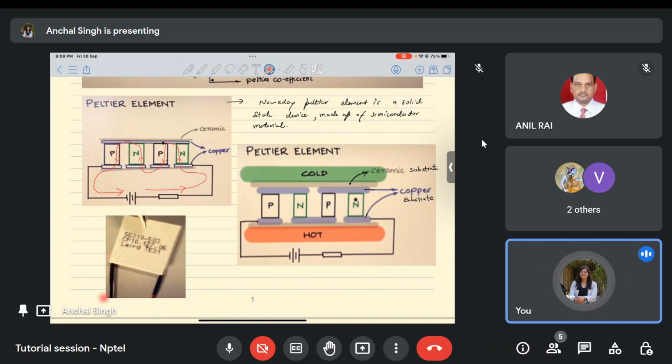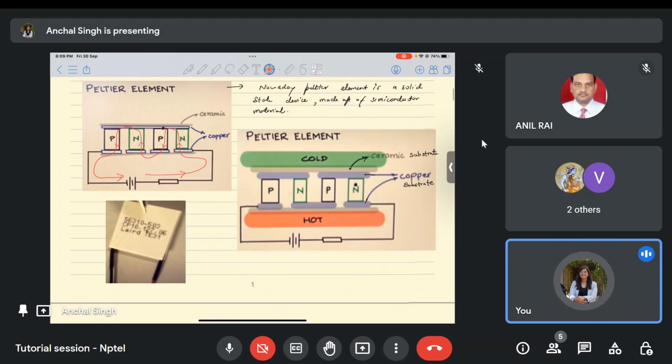This is a Peltier module. It sort of looks like our mobile phone batteries, like the removable batteries that used to come in our mobile phones. It is similar. It looks like that, very very thin, and because of the ceramic, it's very cold to touch.